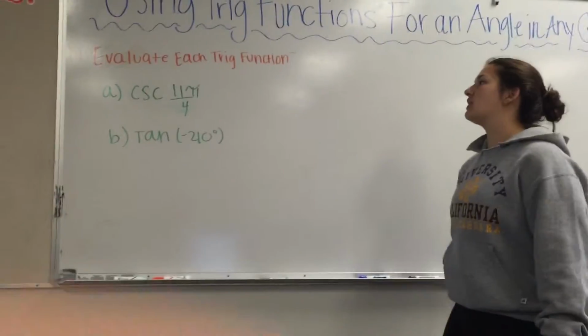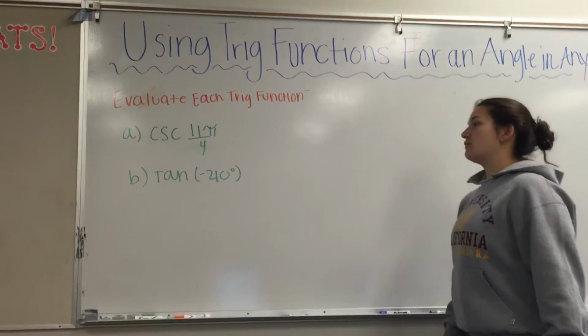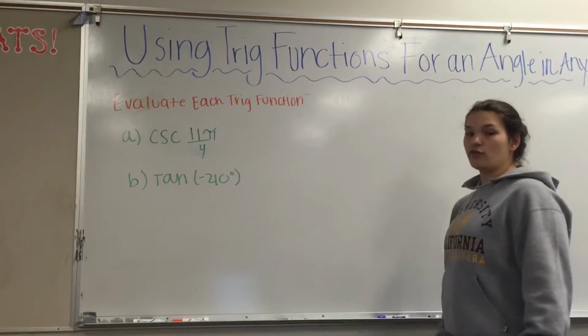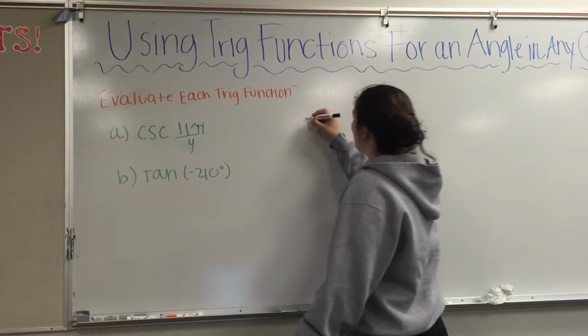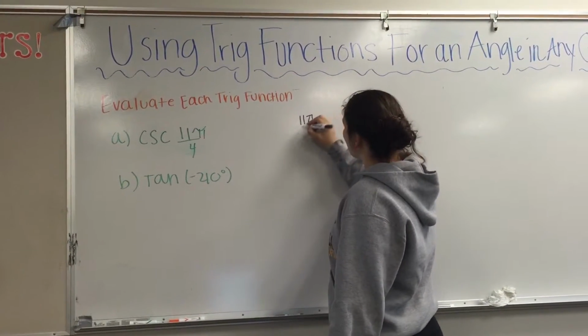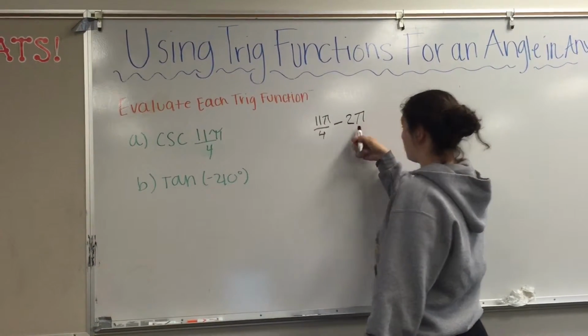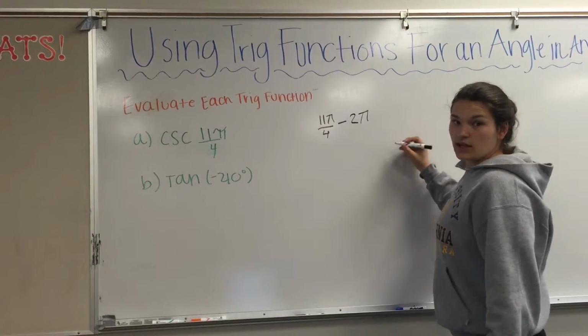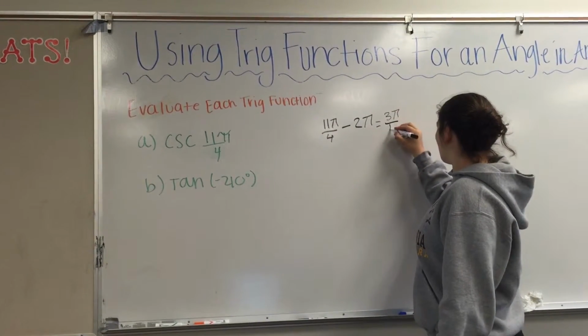Now we are evaluating each trig function. We're going to start with A. First, to find the cosecant of 11 pi over 4, you must find the coterminal angle. To do that, you would take 11 pi over 4 and subtract 2 pi, which is equivalent to 360, and you're going to get 3 pi over 4.